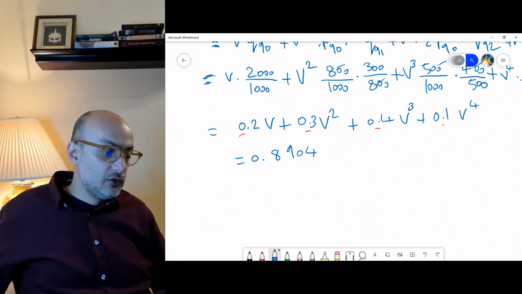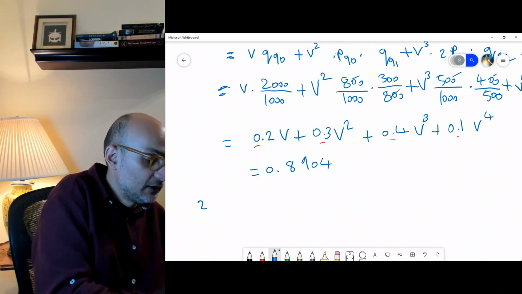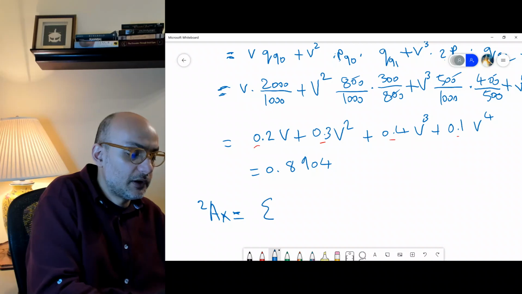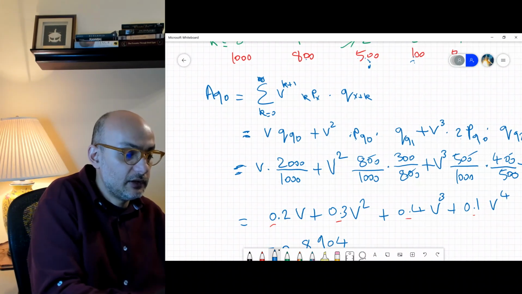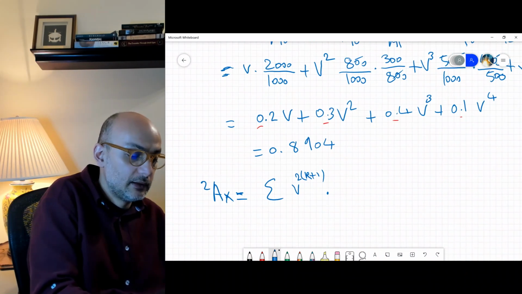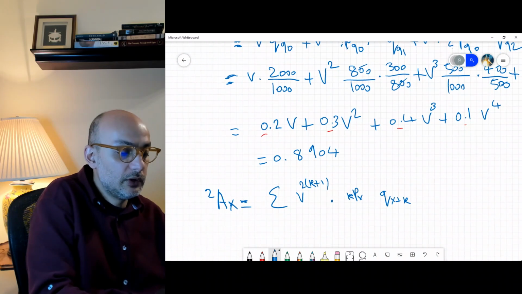Now, what if the question asks you to find the second moment, 2Ax? Second moment, everything is the same. If you remember the formula, everything you have here is the same. The only thing is V^(K+1), and you multiply it by everything. The probability is the same, right? KPx and Qx+K. So everything is the same.